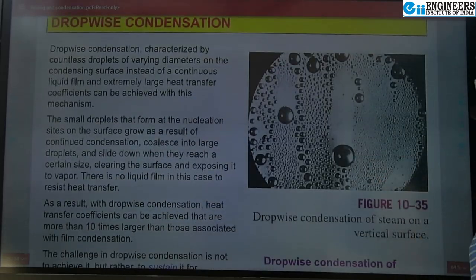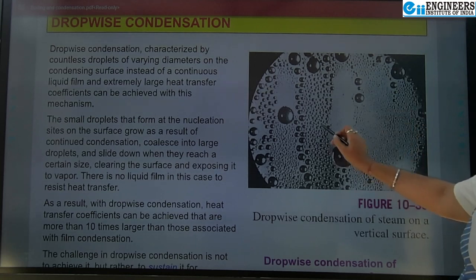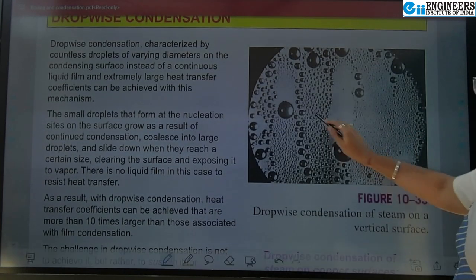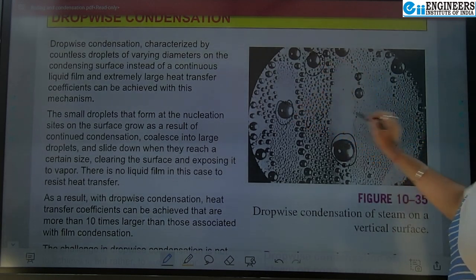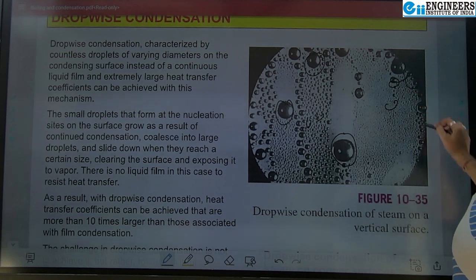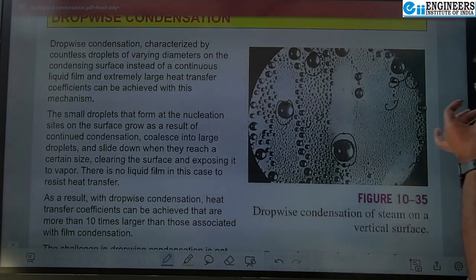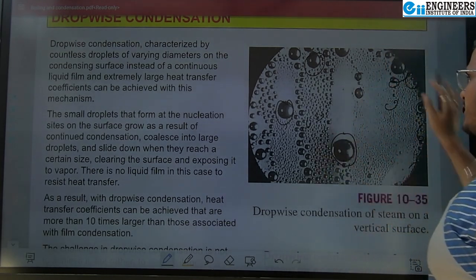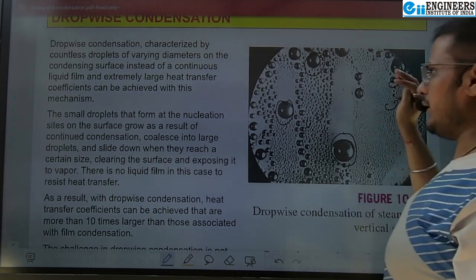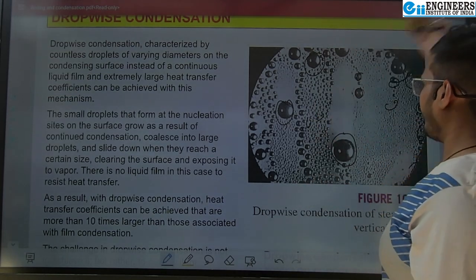Now we will move on to drop-wise condensation. As you can see in the picture, it is a copper surface on which liquid drops are formed. In dropwise condensation, countless droplets of varying diameter are formed on the condensate surface instead of a liquid film.